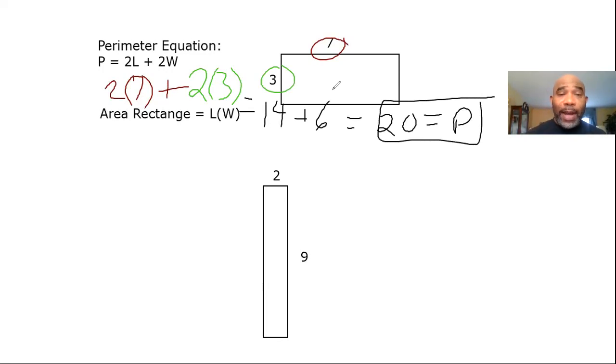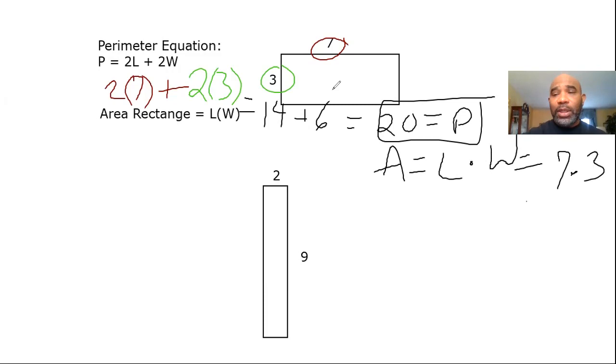Now, what about the area? If you look at the area equation, the area is length times width. We said the length was 7. The width was 3. 7 times 3 is 21. Our area is 21, but one thing to remember, area is unit squared.